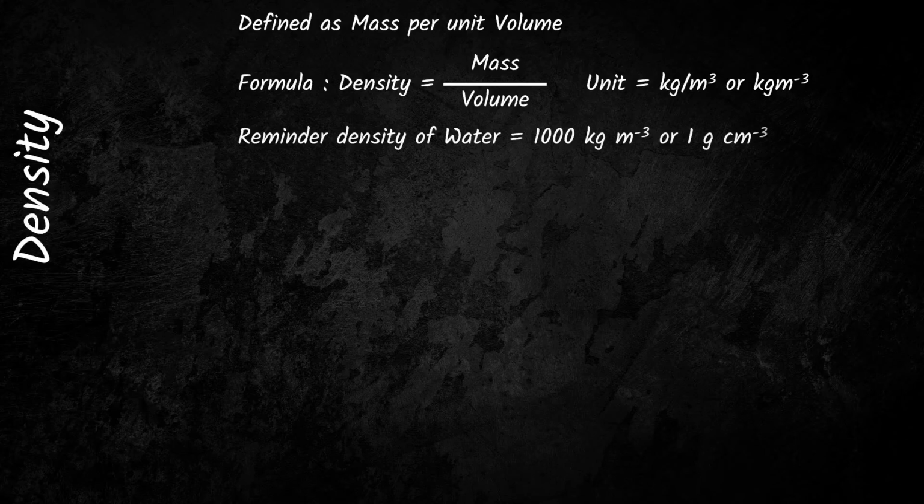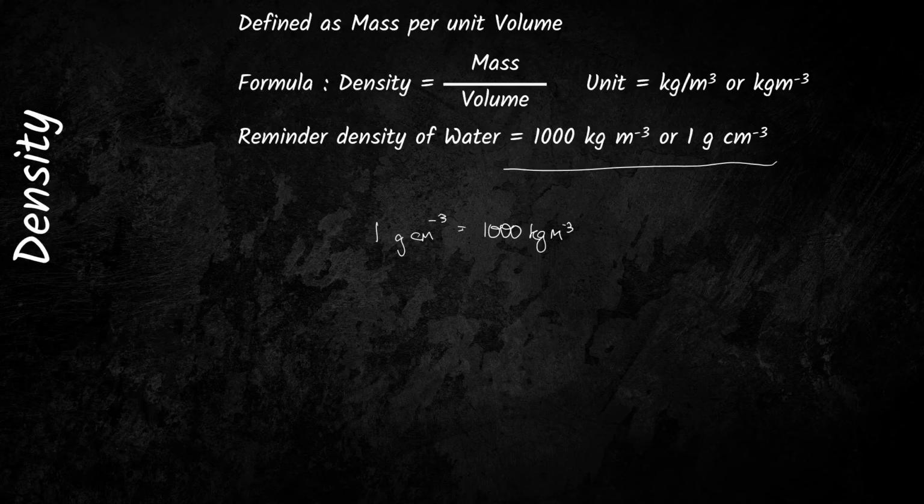So it's also important to remember the density of water, which is 1000 kilograms per meter cube or 1 gram per centimeter cube. Now, why are these densities of water important to remember? Because they essentially give us a conversion between the two units of density, kilogram per meter cube and grams per centimeter cube as well. So we can essentially say that 1 gram per centimeter cube is equal to 1000 kilograms per meter cube. All right, so this essentially gives us a conversion factor.